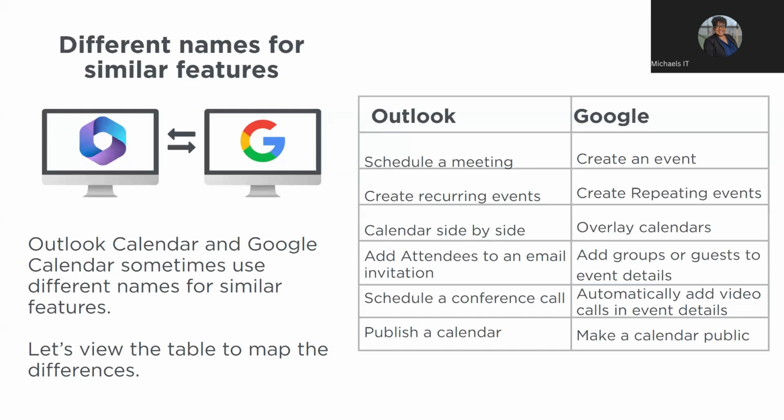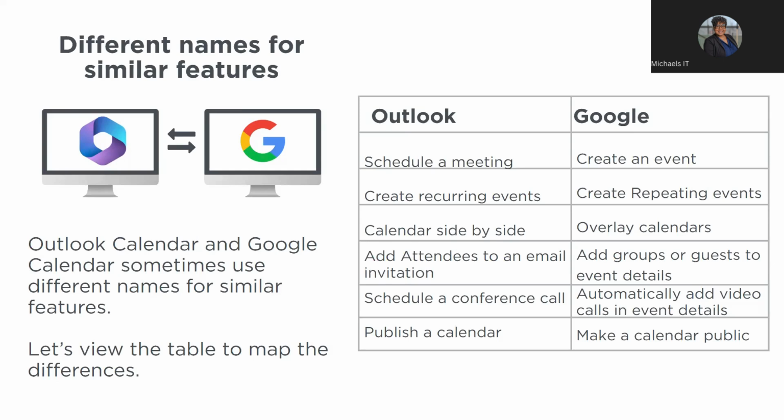So Calendar also has very similar features that Calendar on Outlook has, and they just have very different names for the same functionalities. In Outlook it's called scheduling a meeting, in Google it's called create an event. In Outlook, it's called create recurring events. In Google Calendar, it's called create repeating events. Calendar side by side on Outlook is overlay calendars on Google Calendar.